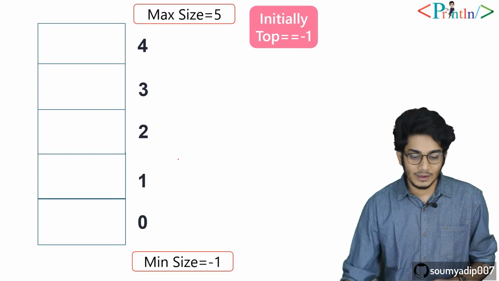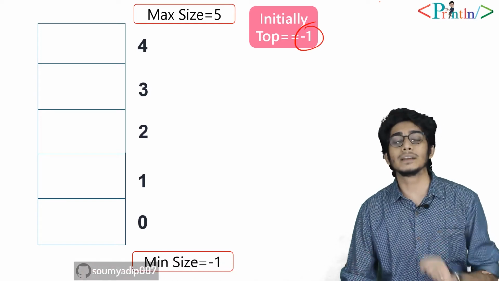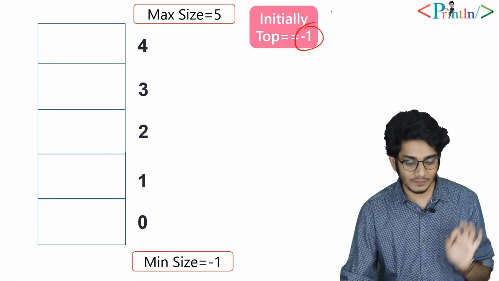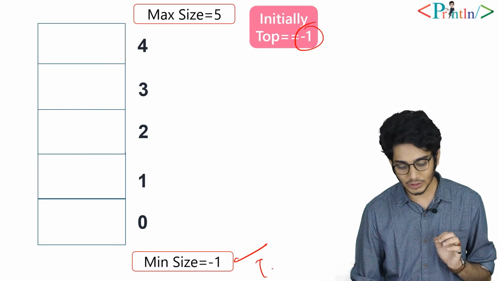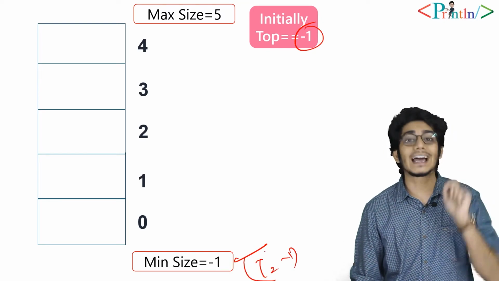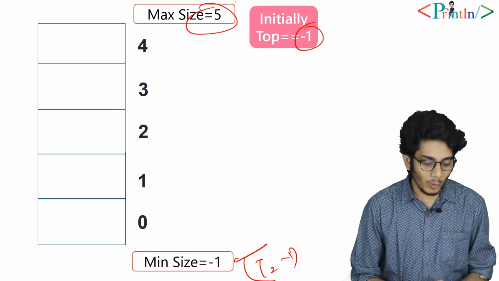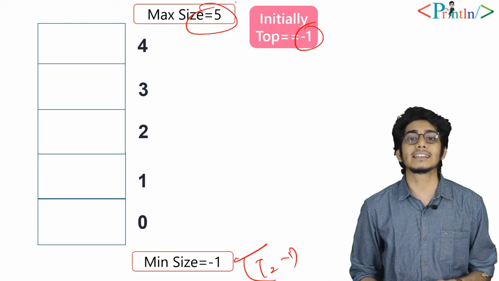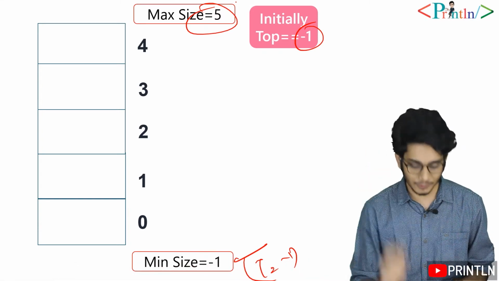Let's say that now, what is the value of the top? The value of the top is -1. Initially the value of the top is -1. So you can say that the min size is -1, or the value of the top is -1. And what is the size of the stack? The size of the stack is 5. Now if we insert anything in our stack, what will be the value of the top? The value of the top will be 0.